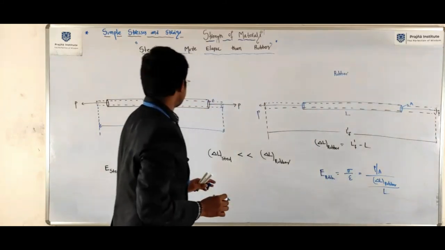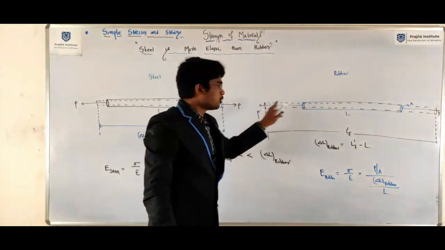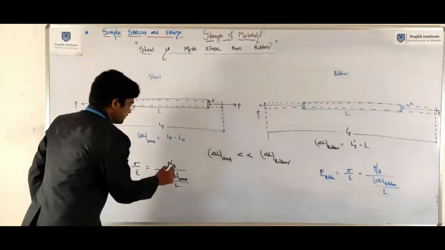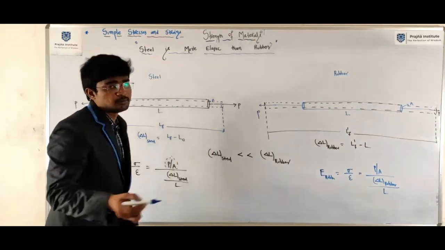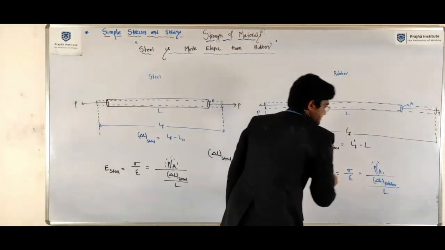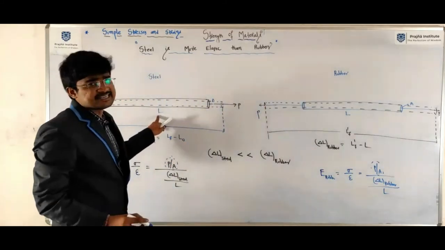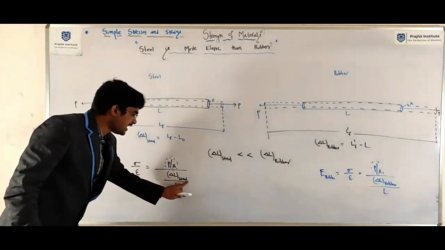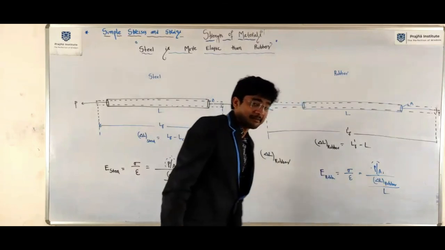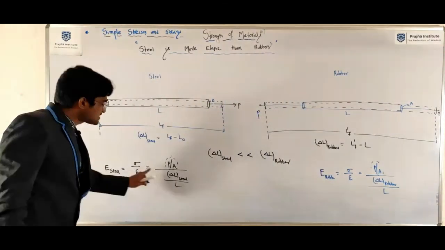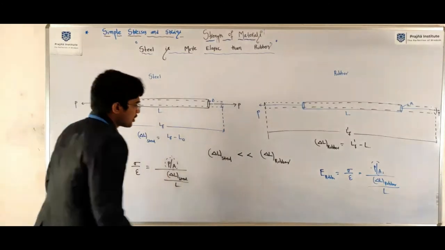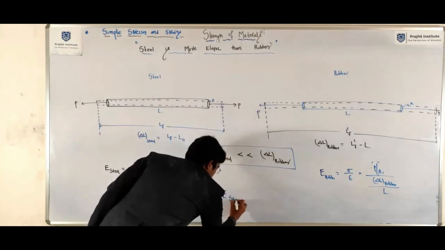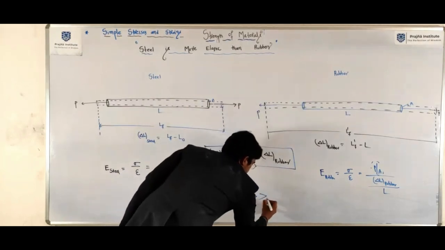Once you observe here, the same load is acting in both the cases, the same specimen, and the area of cross section is the same. That means P by A is the same in both the cases. Next, the length of the specimen is the same. Only the difference here is delta L steel and delta L rubber. Young's modulus is inversely proportional to delta L. From here, what is the relation between E steel and E rubber? Tell me.